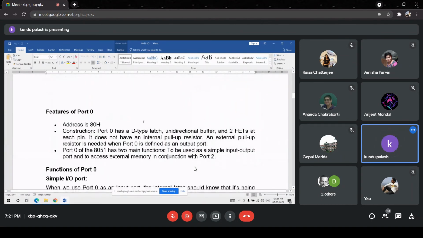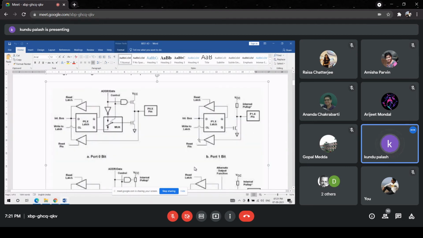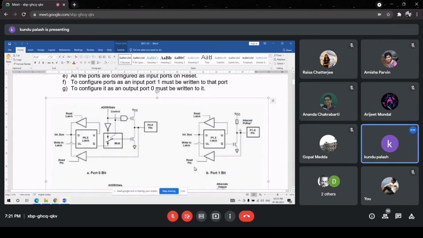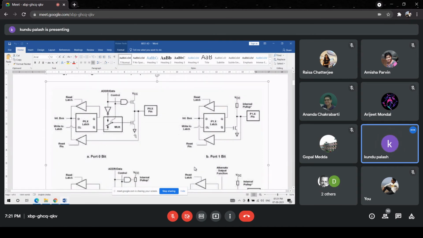This is written here. The absolute address location in the SFR area for the port 0 is 80. So port 0 does not have the internal pull-up register. That means what is internal pull-up register? Like this. This is called the internal pull-up register. But this is called the totem pole transistor. That is, one transistor should be pulled up to the high logic, another transistor should be pulled down to the ground.